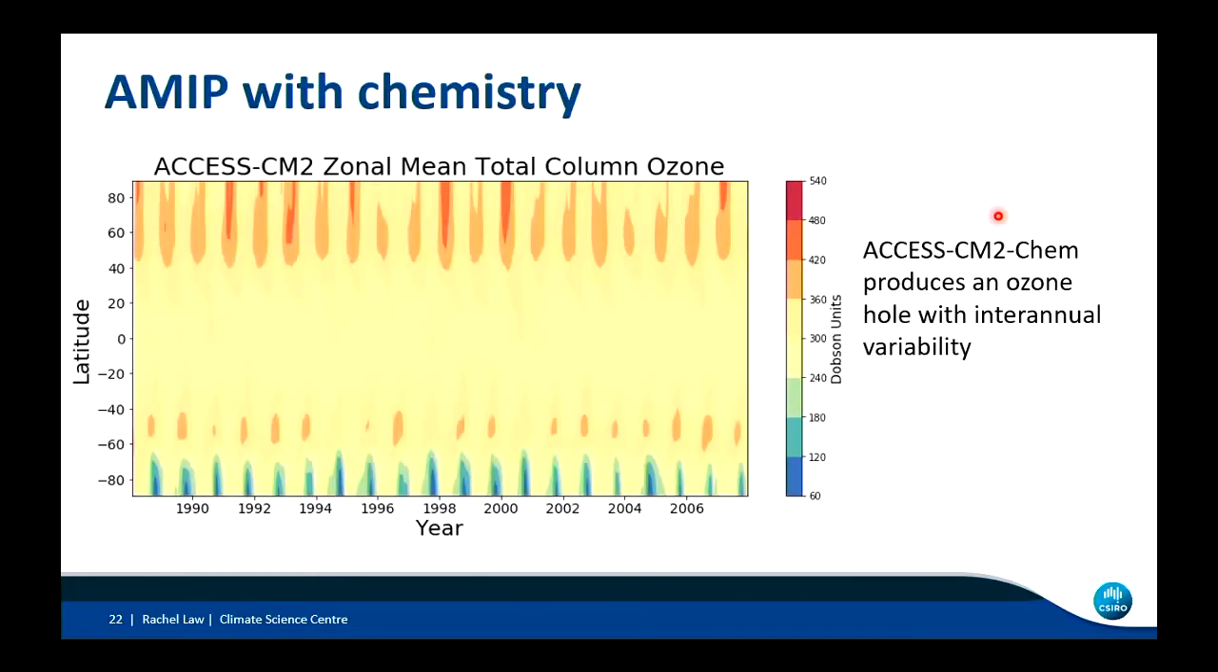I said I had one plot with some chemistry in. So this is an AMIP run with chemistry, from the late 1980s through to 2008 or 10. It's showing the zonal mean total column ozone, south to north. And these blue spots here are an ozone hole. So yes, it manages to produce an ozone hole and it has some interannual variability. I don't think the analysis has really got as far as checking whether the interannual variability seen here is realistic or not.